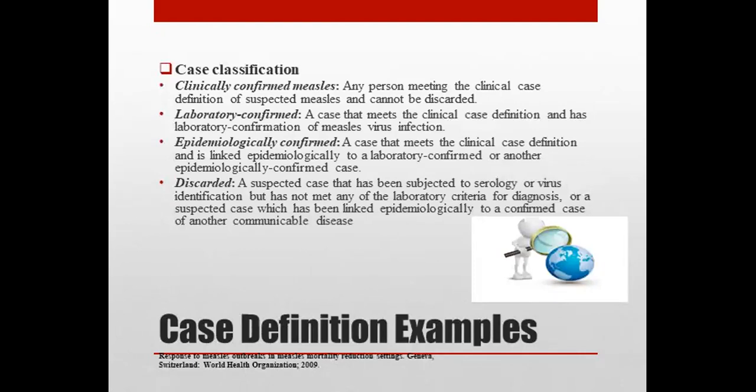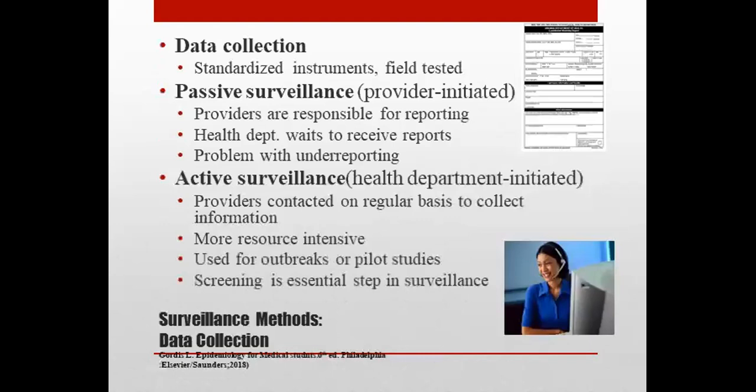Therefore, various case definitions should be established first of all. As I already mentioned, examples of measles. There should be clinically confirmed measles, laboratory confirmed measles, which is IgM detection, and epidemiologically confirmed measles, which is a case that meets the clinical case definition and is linked epidemiologically to a laboratory confirmed or another epidemiologically confirmed case. And there should be a discarded case, which is a suspected case that has been subjected to serology or virus identification but has not met any laboratory criteria for diagnosis.